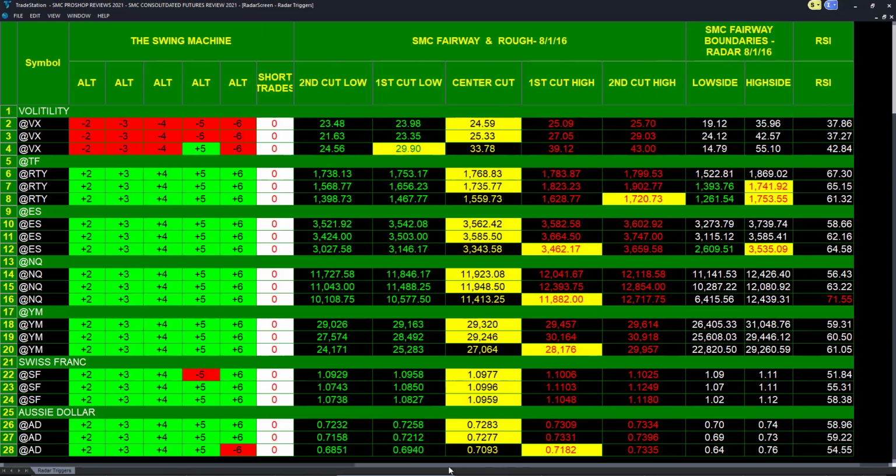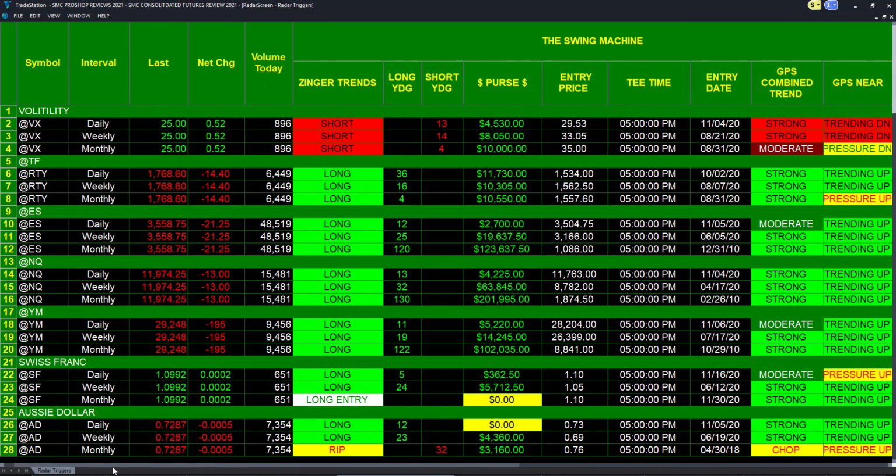Now, our Swing Machine does not use any of the standard indicators that are out there. I'm not going to trash any of them. Some work, some don't. Well, I say some work. They work sometimes, but you get what you get. But this is very well thought out, the way that it examines the price action.